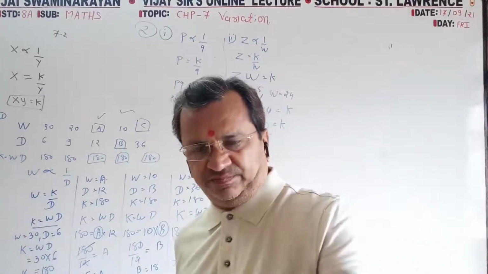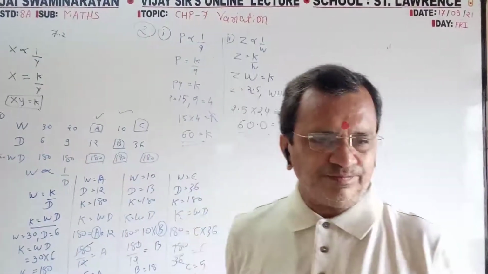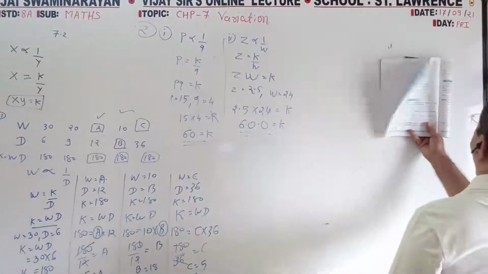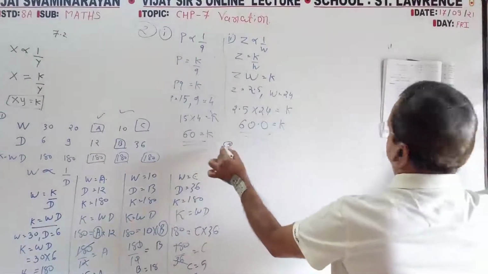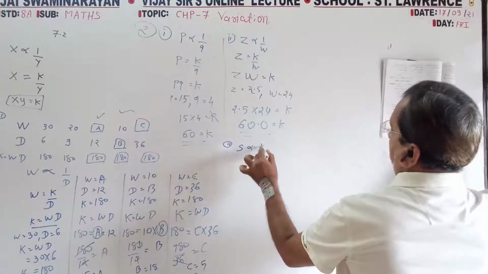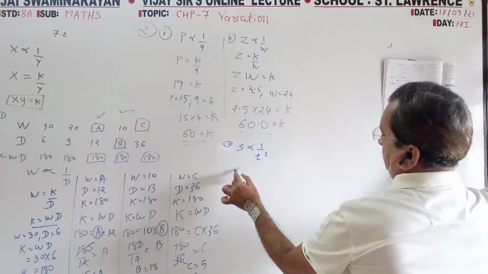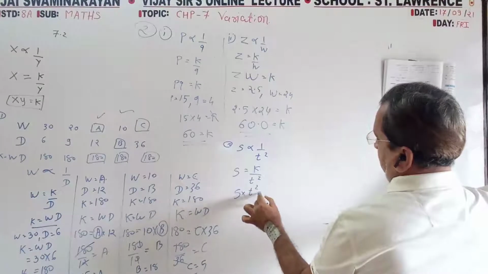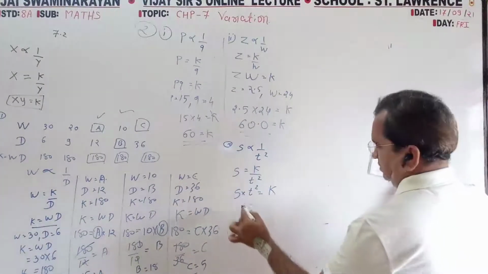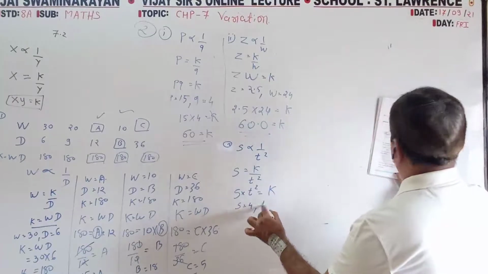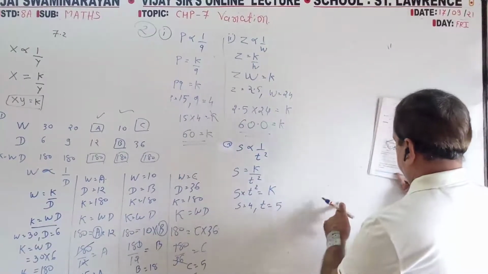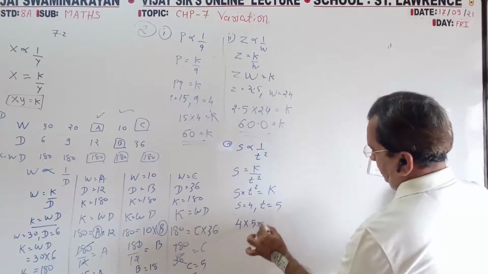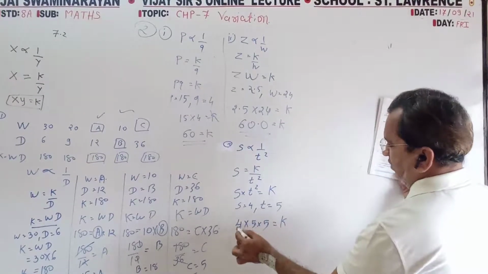Now with the power: S is inversely proportional to T square. S is equal to K by T square. S into T square is K. S is 4, T is 5. S is equal to 4 into 5 into 5, it is K. 5 into 5 is 25, 4 into 25 is 100.